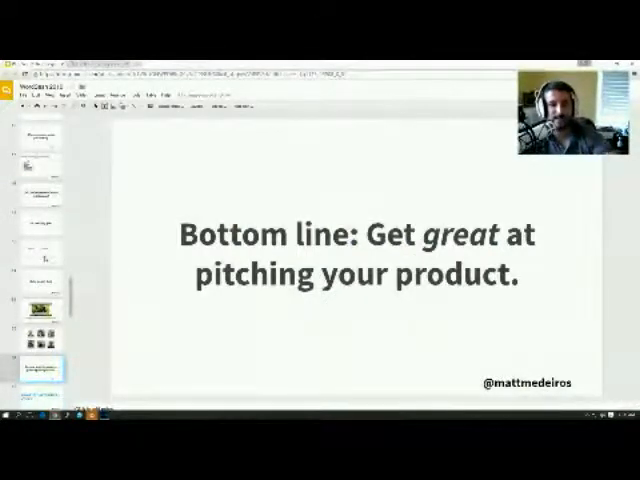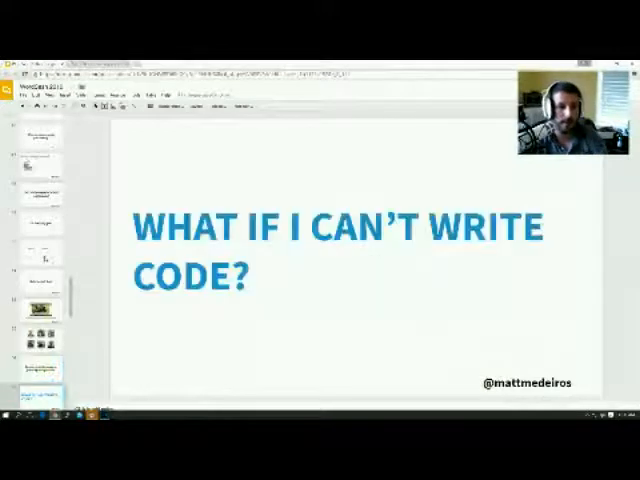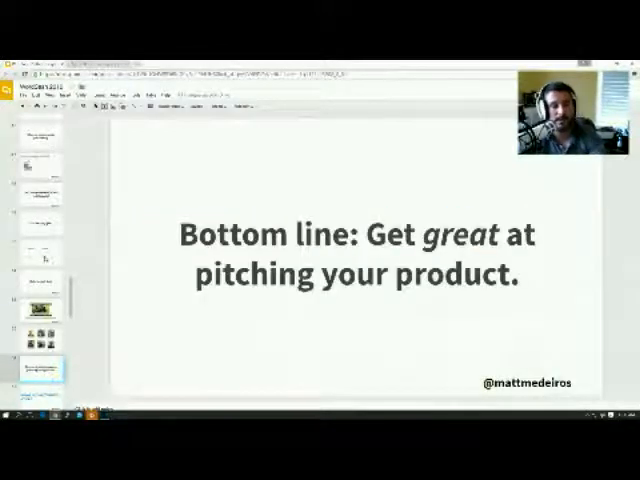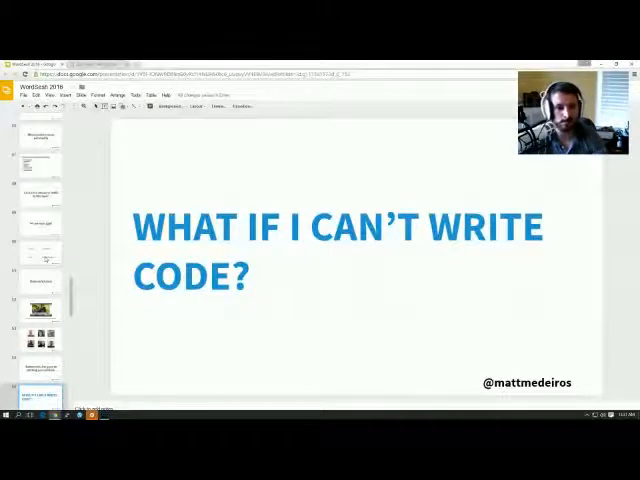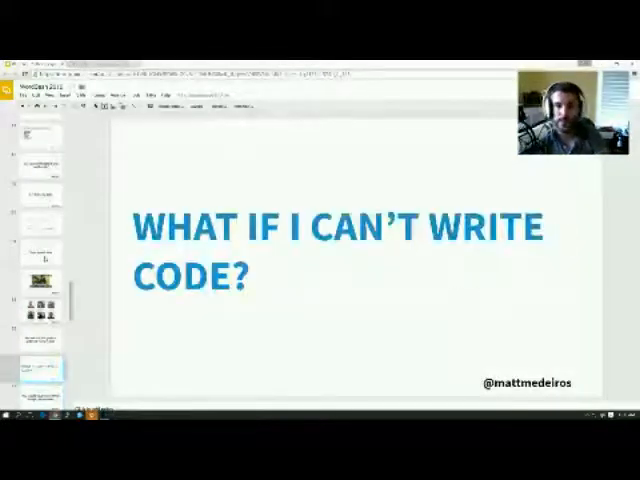Can you get it in a sentence? Can you do it in an elevator pitch? The Startup podcast is great for that. There's an episode in there where Chris Sacca is saying, if I were to hail an Uber on my app and it's coming in like 30 seconds, can you tell me what your business is? So what do I do if I can't write code, right?